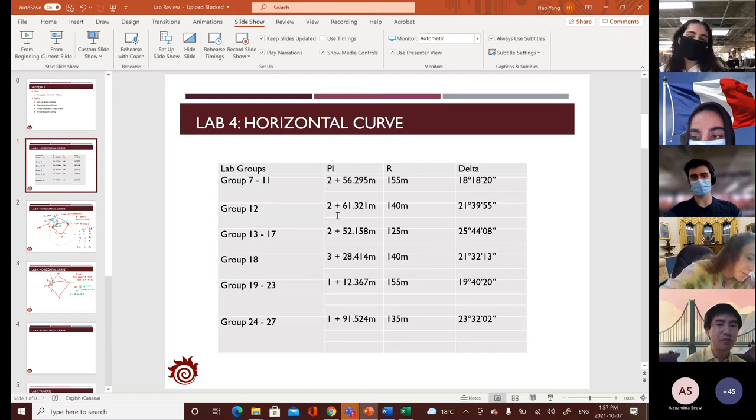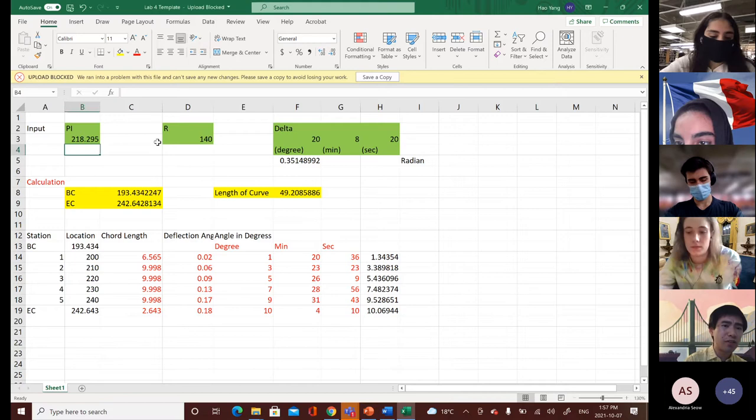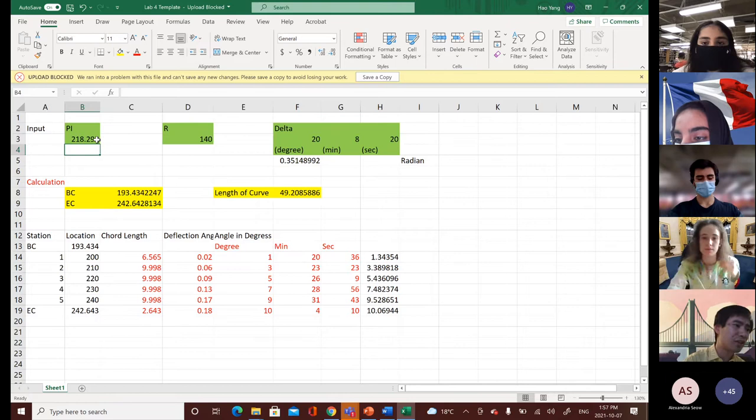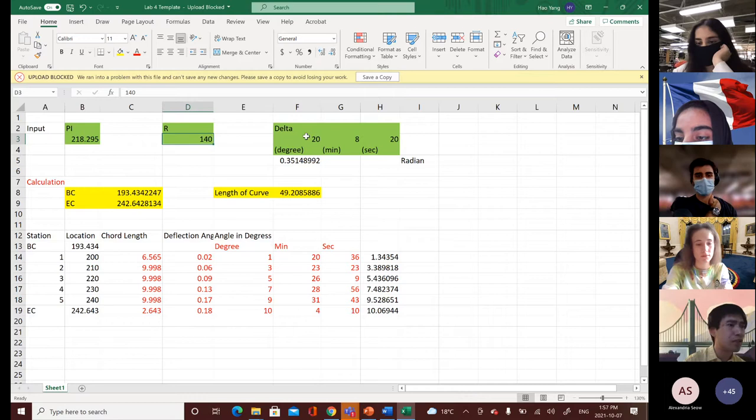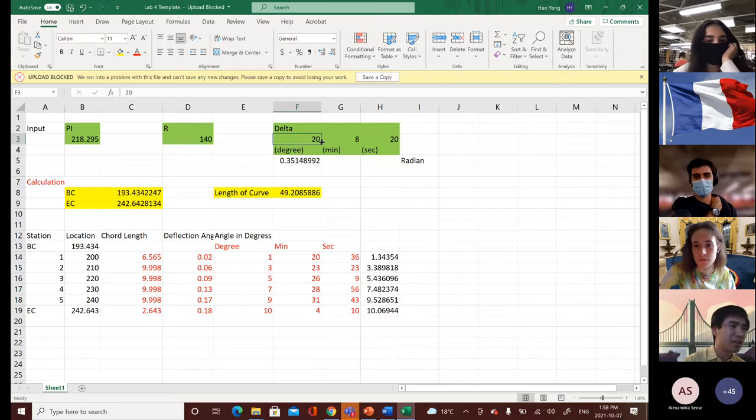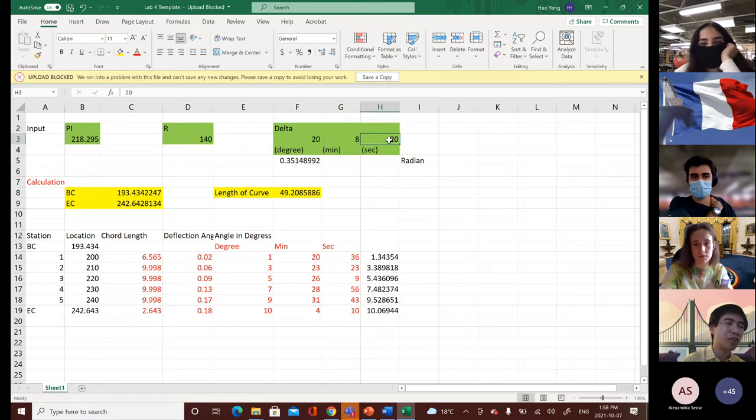And then here I just set a random value. I said it's 2 plus 18.295, and we know the radius. The radius is 140. You can change it to the value specified for your group. We also have the angle, which is delta. Because in Excel I cannot put them in one cell, we have 20 degrees, 8 minutes, and 20 seconds. You need to change it to your own value.